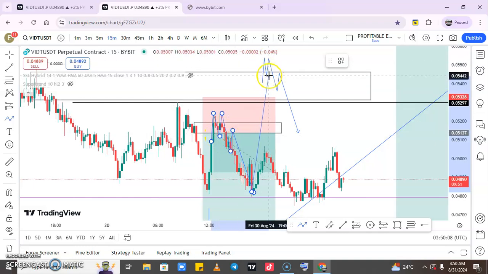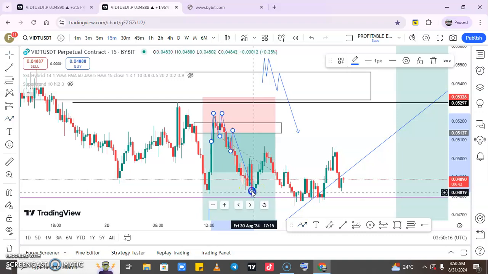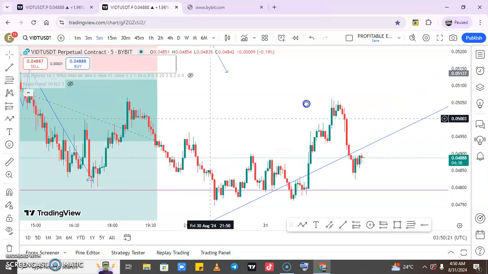A double top always has this. You can see when the market came and tested this zone, and after testing it, we were on a downtrend. For that, on the 5 minute time frame, you can see what I'm trying to show.